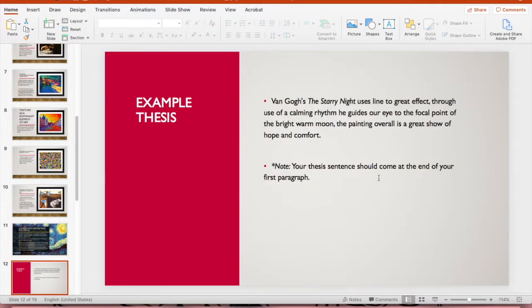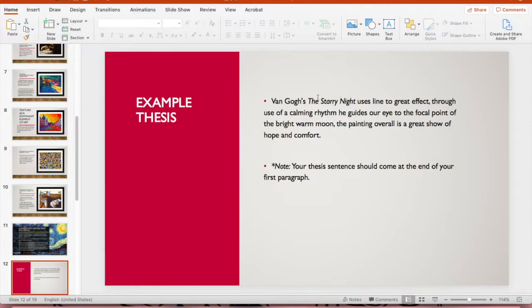So here's an example thesis, okay? Van Gogh's The Starry Night uses line to great effect. Through use of a calming rhythm, he guides our eye to the focal point of the bright, warm moon. The painting overall is a great show of hope and comfort. So your thesis sentence should come at the end of your first paragraph, generally, or it can be your first paragraph. Your first paragraph can be a thesis paragraph and set up the paper.